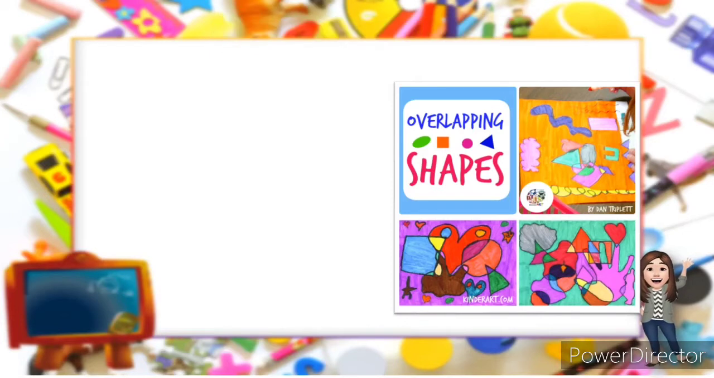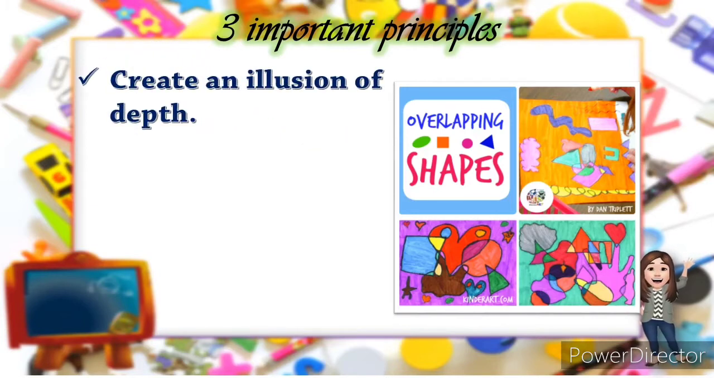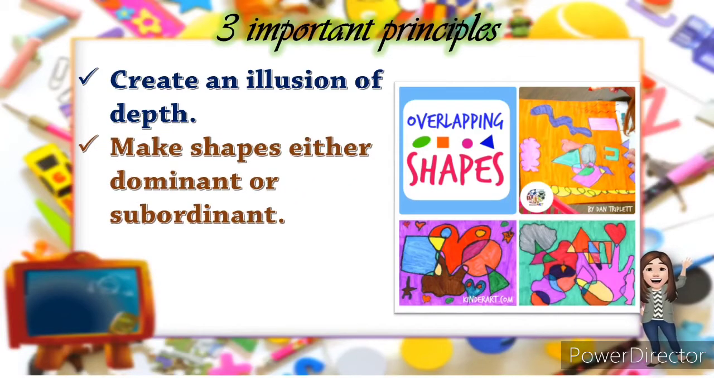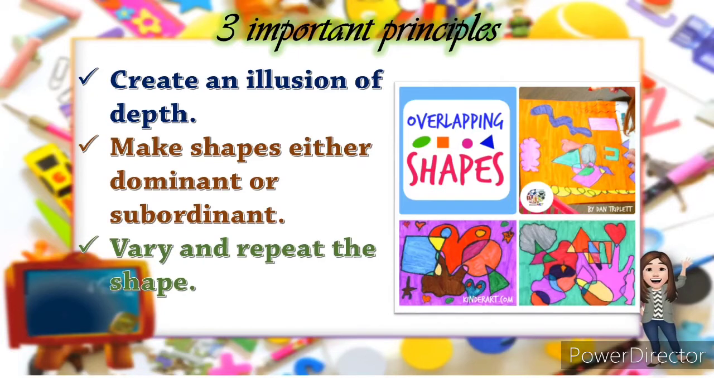All in all, overlapping of shapes gives you three important principles. Number one, create an illusion of depth. Number two, make shapes either dominant or subordinate. Number three, vary and repeat the shape, just like the image.